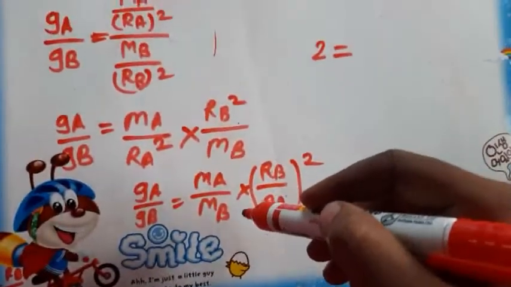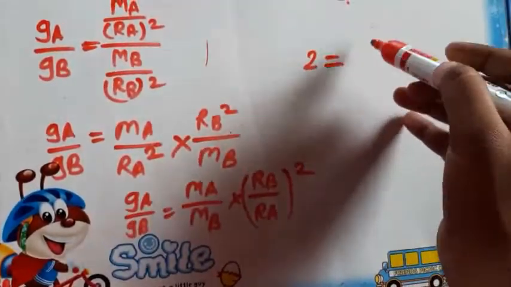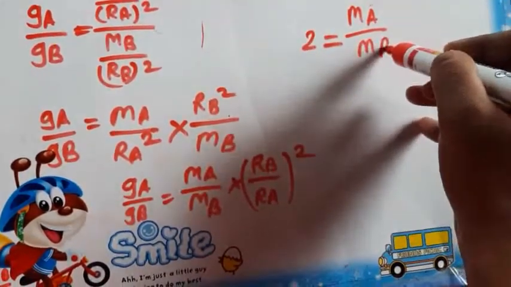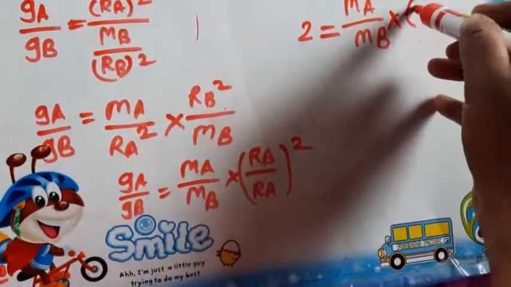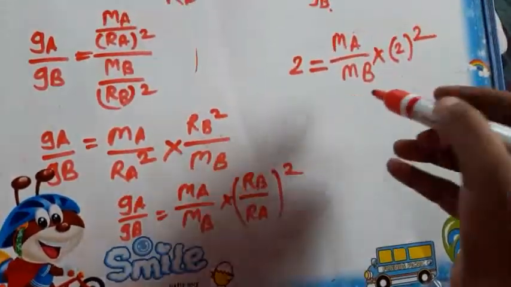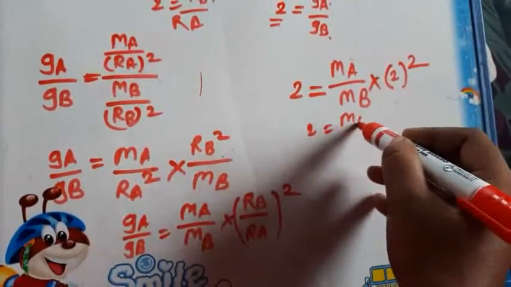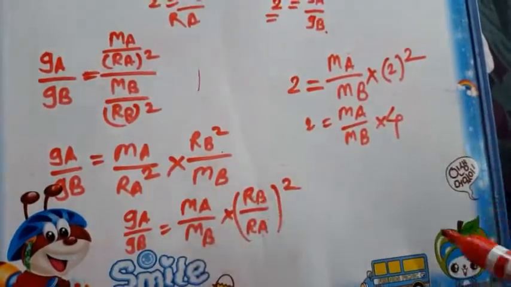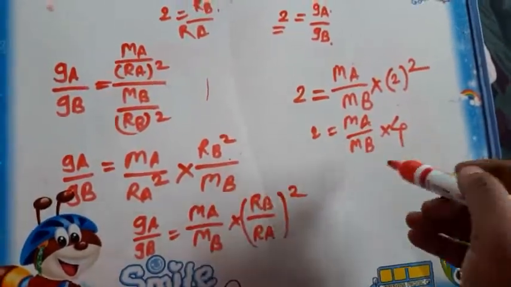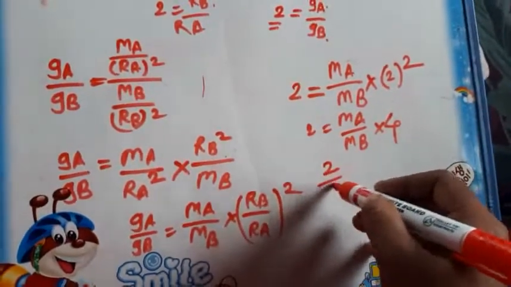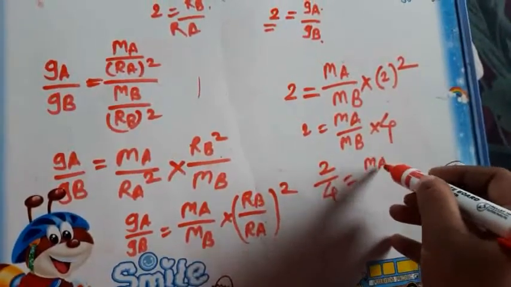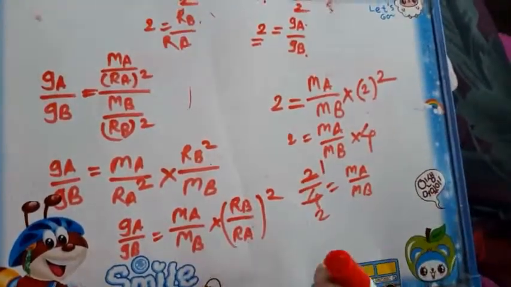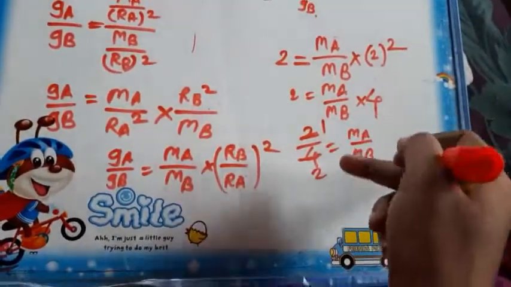So this equation will become 2 is equal to Ma by Mb into 2 square. Now 2 is equal to Ma by Mb into 2 square, 4. So this 4 we will shift this side, it will go in division. 2 by 4 is equal to Ma by Mb. 2 ones are 2, 2 twos are 4. So Ma by Mb is equal to 1 by 2.